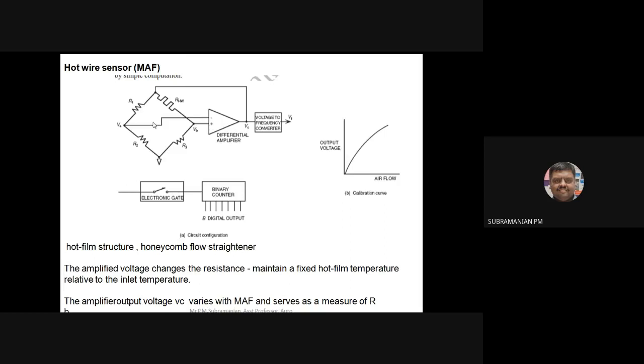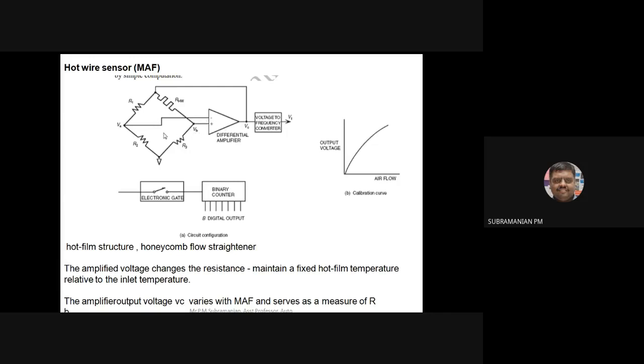Okay. Now consider the case where air is going to flow over this resistance. Already I told you, when air is going to flow over this resistor, it will reduce the temperature. When temperature is getting reduced, resistance will decrease. Previously, my resistance is maintained. Now, when air is going to flow through this resistor, my resistance value decreases. My resistance value decreases means my Wheatstone bridge, which was balanced, now will not be balanced. There will be a voltage, okay?